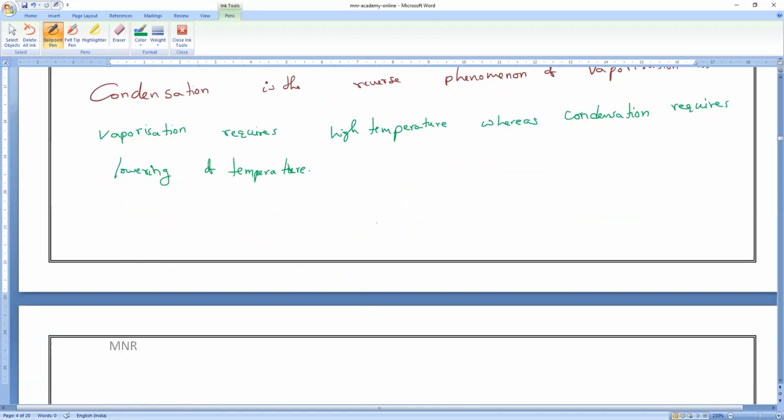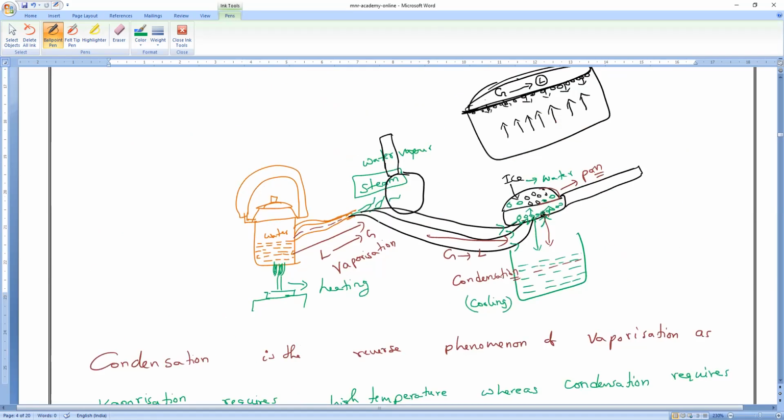Okay. Make it quick now. Any doubt, guys? Ask me. Clear? So this is what is condensation.